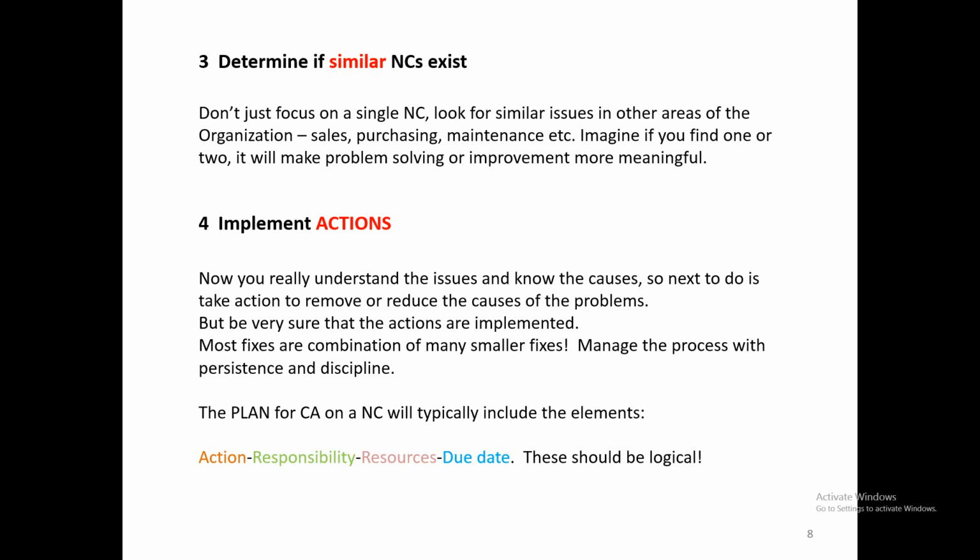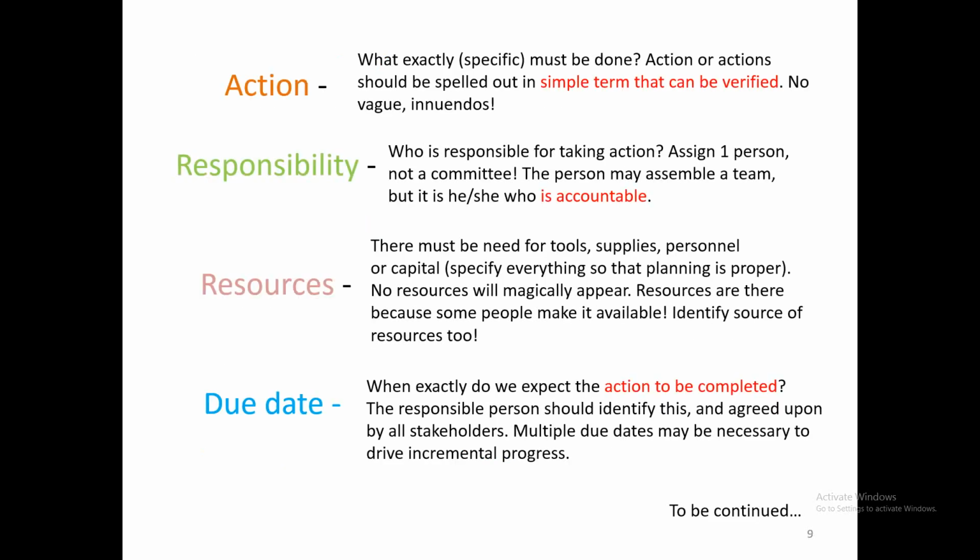This is a very serious matter because you do not want to repeat step 1 to 3, because once you take action you have to be very firm, very disciplined. So the plan for corrective action on non-conformity will typically include these elements: action, responsibility, resources, due date. If you can recall our quality objective, this is the similar plan. Yeah, this is logical.